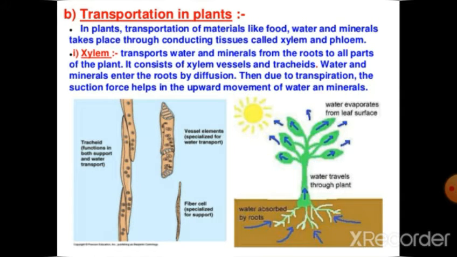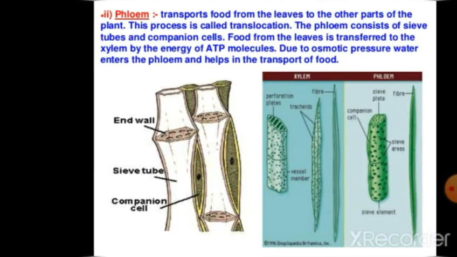Now we will study the transportation in plants. There are two tissues, xylem and phloem, which conduct different materials in the plants. Xylem transports the water and the minerals. Xylem is a tissue made up of different cells named xylem vessels and xylem tracheids. Water and minerals enter the roots by diffusion, and the transpiration suction force helps in the upward movement of the water and minerals.